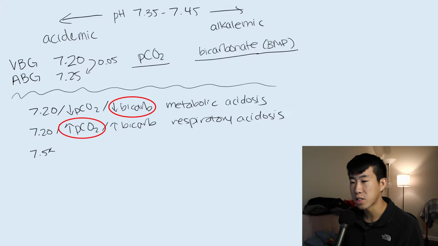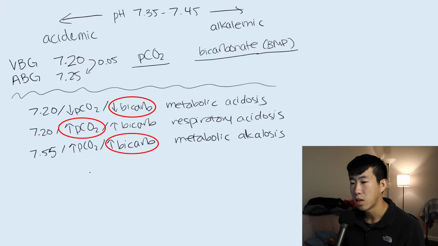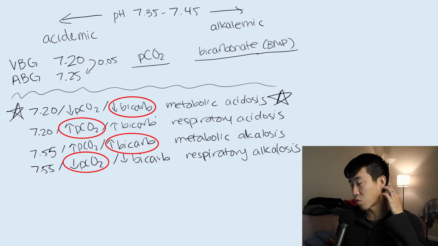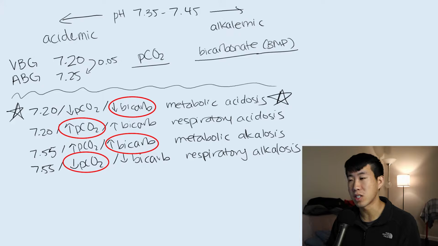On the other end of things, we can have a high pH with a high PCO2 and a high bicarb, and that's going to be a metabolic alkalosis. And we can also have a high pH with a low PCO2 and a low bicarb, and that's going to be a respiratory alkalosis. So let's start with the metabolic acidosis, because this is the one that you're probably going to see the most often and is kind of the most relevant one and the one that you're most commonly going to get questions on as well.